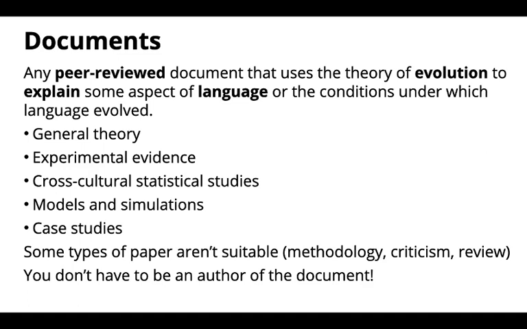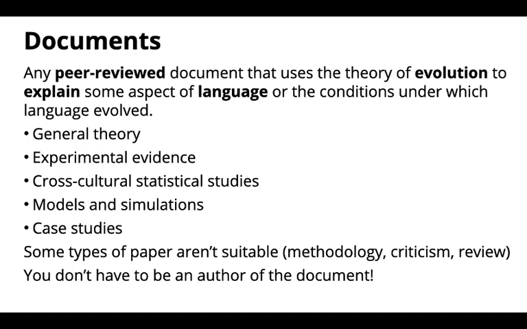Then you pick a document you want to code. Each unit in Shield is a single document, which is usually a peer-reviewed journal article. Because I'm interested in language evolution, I'm saying that it has to have something to do with the theory of evolution, using that to explain some aspect of language. And that could be general theory, experiment, case studies, something like that. Usually methodologies, criticisms, and reviews are not suitable to code. You can just go back to the original sources for those.